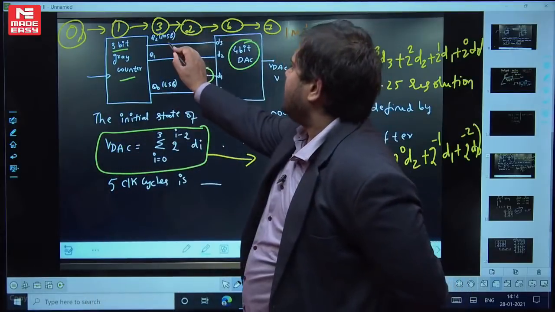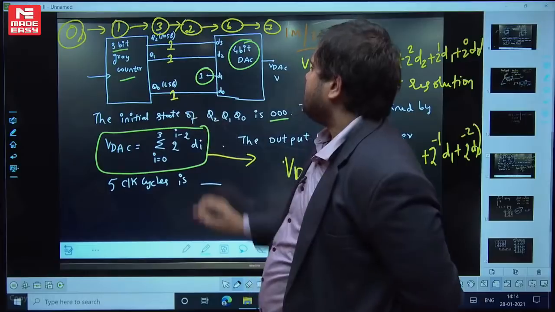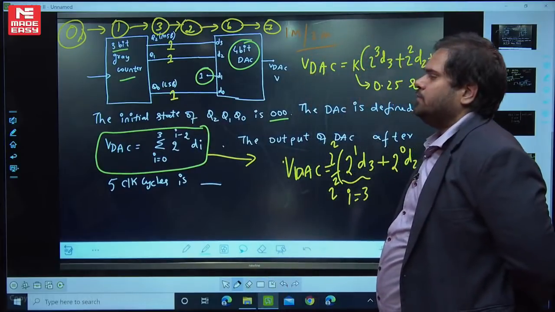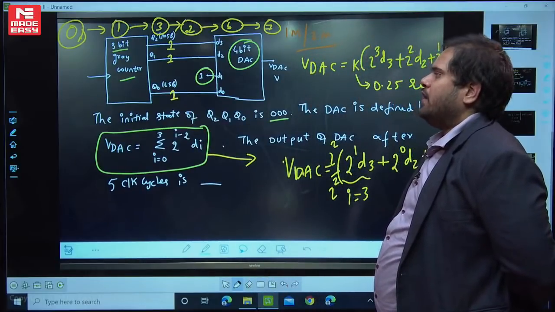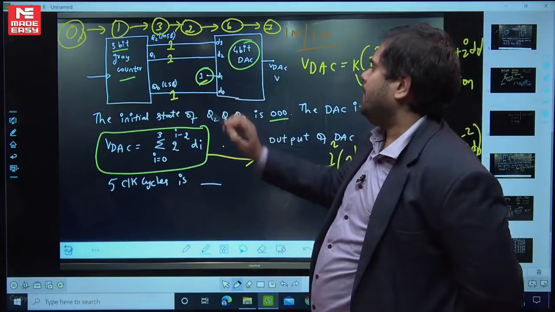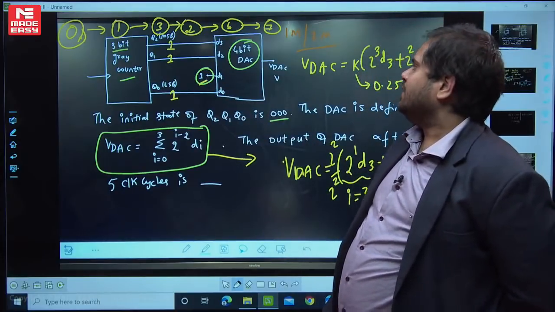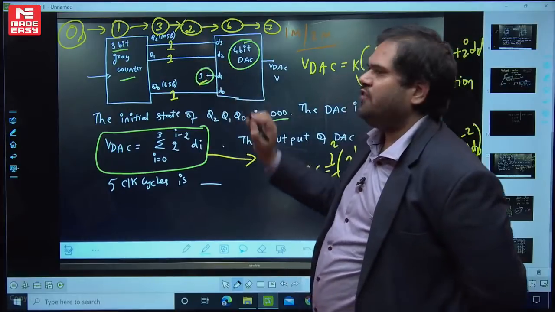Okay, so the values are basically 1 1 1 1. Okay, since the values are 1 1 1 1, don't you think the decimal equivalent is 15?